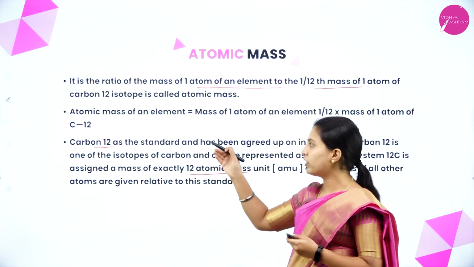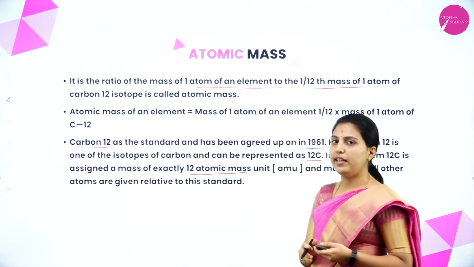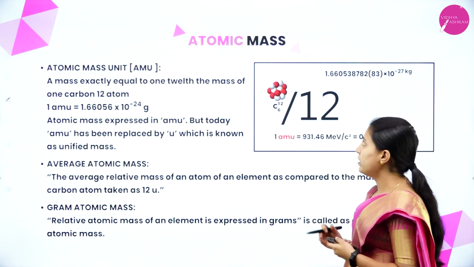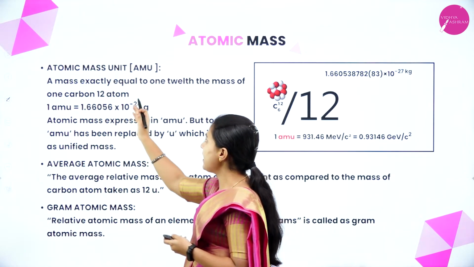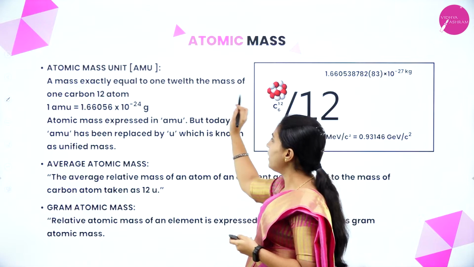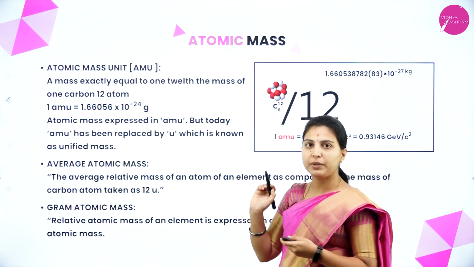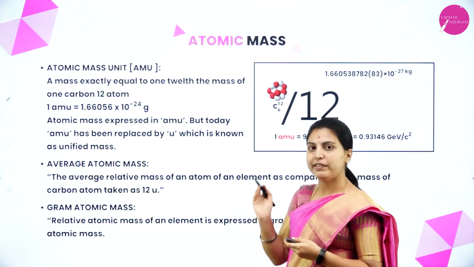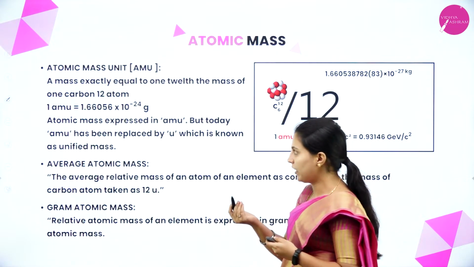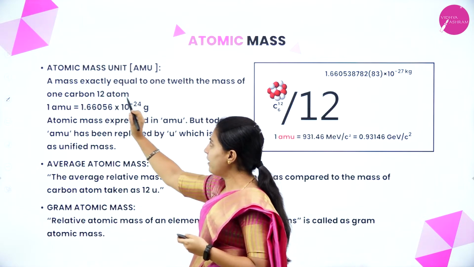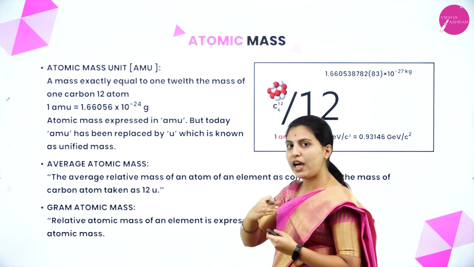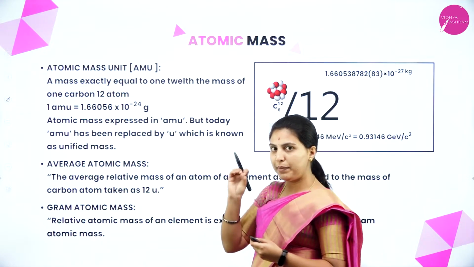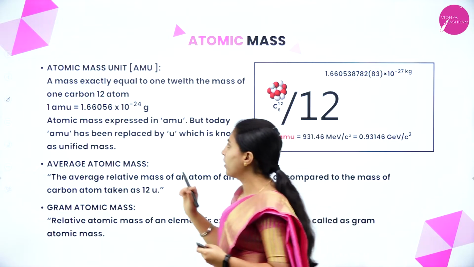They have already found all the atomic masses of the elements. Next we will see the atomic mass unit. A mass exactly equal to 1/12th of the mass of one carbon-12 atom. Whatever we saw in the last slide, that only. Okay, 1 AMU means a mass exactly equal to 1/12th of the carbon-12 isotope. One part is 1 AMU.